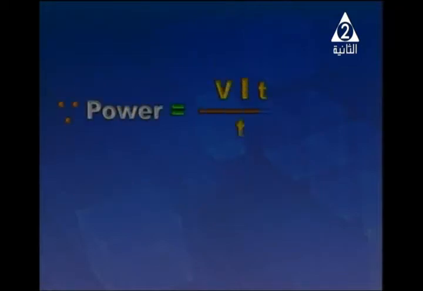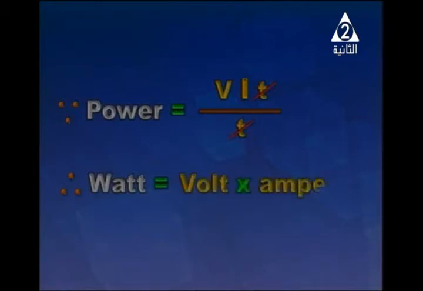Since power equals VIT over T, power equals work over time. Energy, we managed to obtain an expression for it: it is VIT, over time. T will be crossed out. So power is calculated using another expression, VI. So we can say watt is equivalent to volt times ampere.